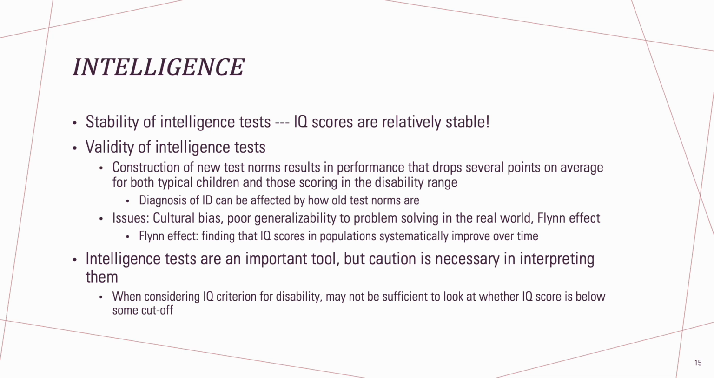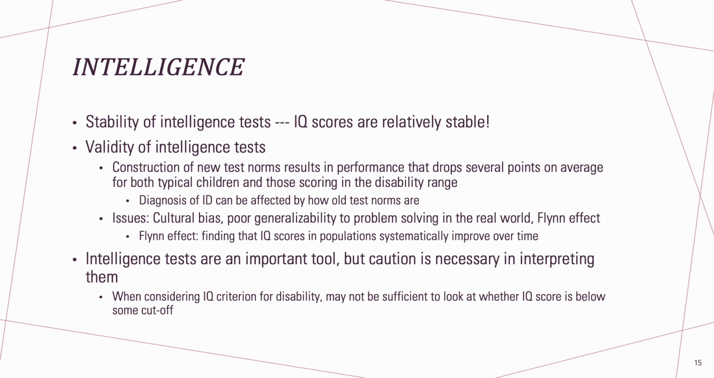And so because of this, when you have lower scores on IQ tests in general, then we also might see higher rates of diagnosing intellectual disability because of how there's a shift in these test norms. So that's one potential reason why we might see generationally some differences in diagnosis when different tests are used. There's also the issue of cultural bias, so different groups perform differently when we administer IQ tests. Poor generalizability to problem solving in the real world, and there's also the phenomenon of the Flynn effect.